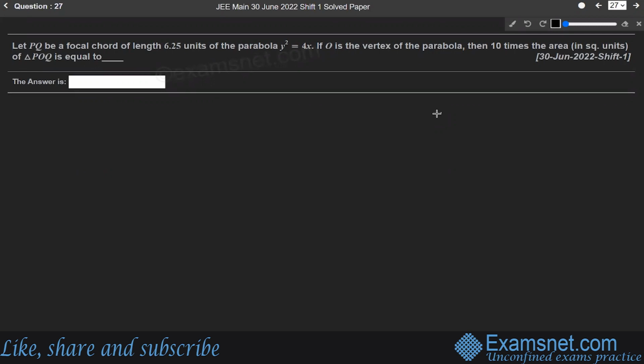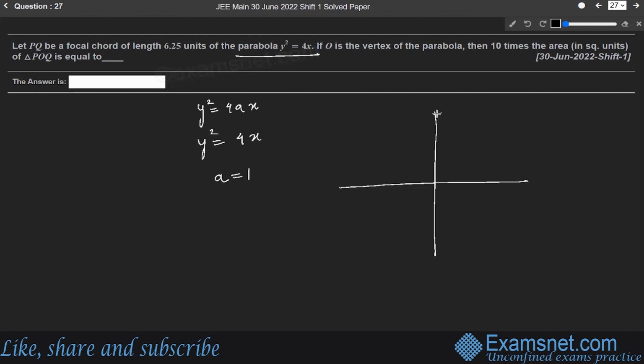We have the equation of parabola, which is y square is equal to 4x. We know that the standard equation of parabola is y square is equal to 4ax. And the given equation is y square is equal to 4x. So when we compare both, the value of a is 1. Okay, now let us make the coordinate axis. A parabola is given here. So consider this as the required parabola, which is y square is equal to 4x. This is the curve for y square is equal to 4x.